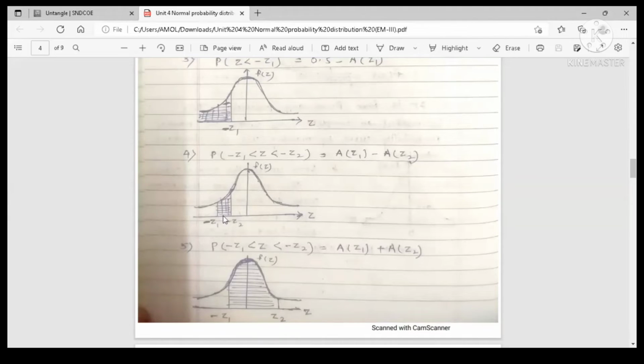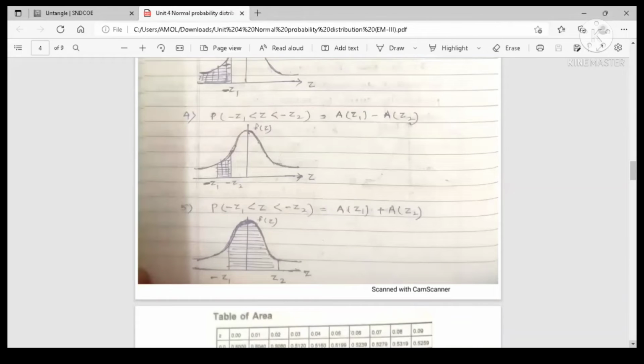So how to calculate the area of this shaded portion? Area of Z1, this is a big portion, minus area of Z2. Area of Z2 is this blank portion here on the LHS side. So the formula is area of Z1 minus area of Z2. That will give you the probability between minus Z1 and minus Z2. So both are negative, so both lie on the LHS side, so subtract the areas between these two.